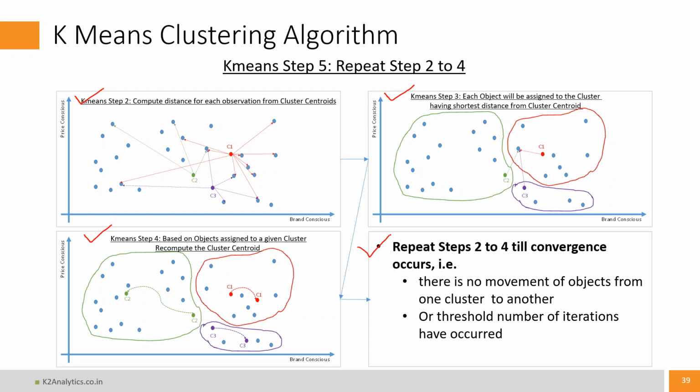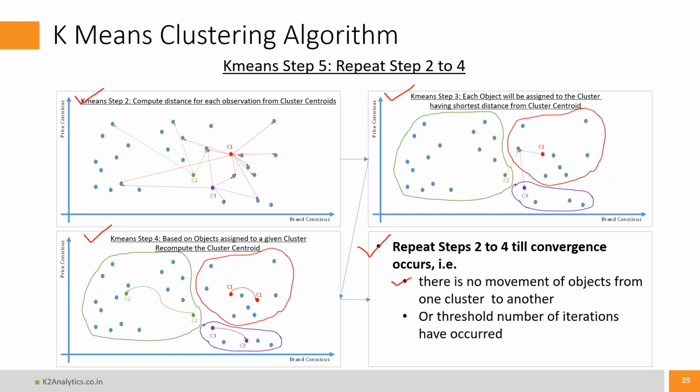Let's assume C1 is not changed. In the next iteration, what happens? One object which was earlier closer to C3, but because of the change in the cluster centroid of C3, that object becomes closer to C1. As a result, this round robin may continue to happen. Because of just one object moving from one cluster centroid to another, the centroid will never become stable. Which means the first criteria, there is no movement of object from one cluster to another, may never occur. Quite possible. If this is the scenario, your convergence will not occur.